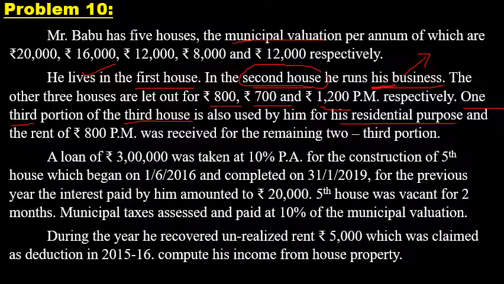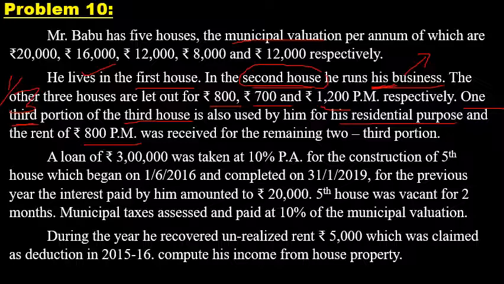The first house is fully used for residential, so that is self-occupied. Again in the third house, 1/3 part is also used for residential purpose. So 1/3 of the third house is considered as a self-occupied property and it should be assessed like self-occupied property. And the rent of rupees 800 per month was received for the remaining 2/3 part.